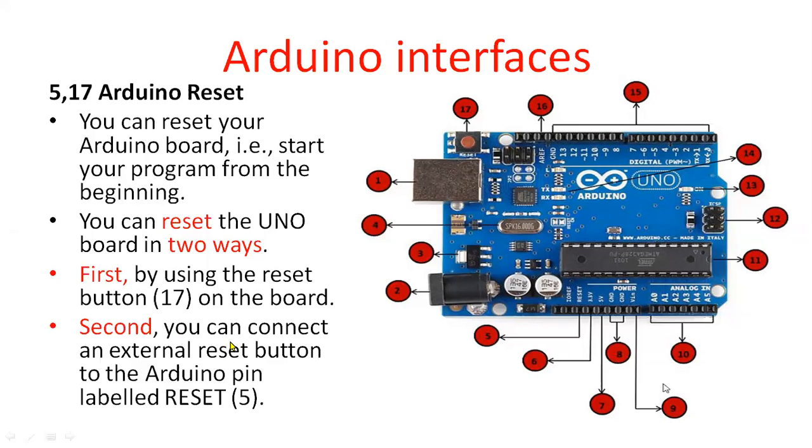And then second, you can connect an external reset button to the Arduino pin. That means you will take a button and connect that button to this pin. There is a reset pin. The fifth one indicates the reset pin. That is called the Arduino reset pin. There is a label here, Reset. See here, reset. The label for the particular pin indicates the reset pin. That means you will connect an outside reset button to the pin, and then you will perform the reset operation here.